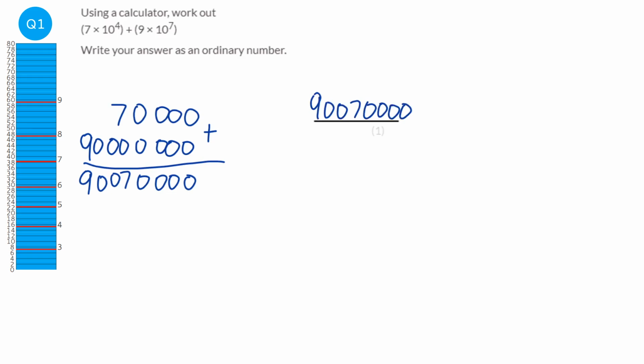Some people think there's a quick way of doing this, like adding the 7 and the 9. There isn't. You've just got to work out what this number is, work out what this number is, and add them together.